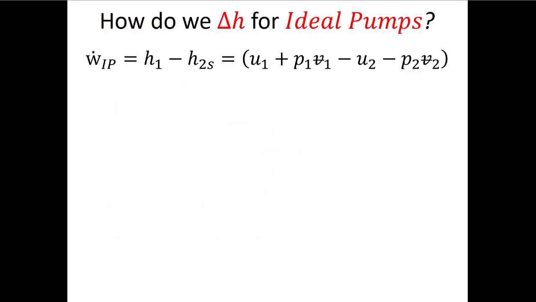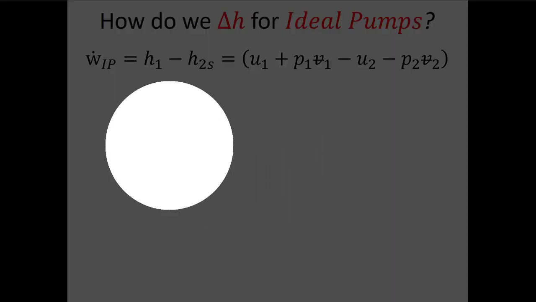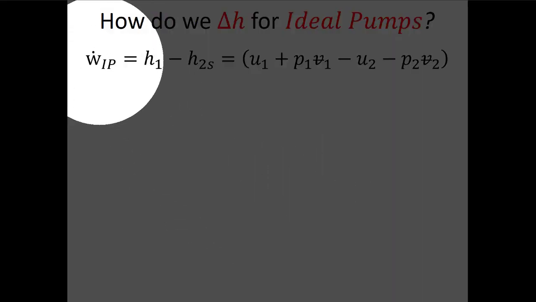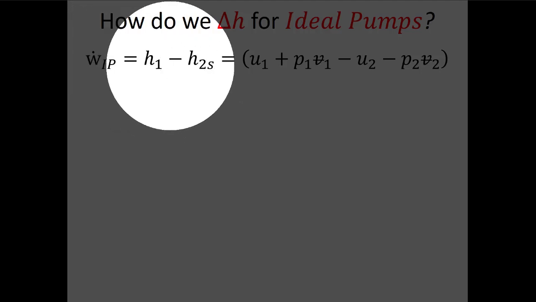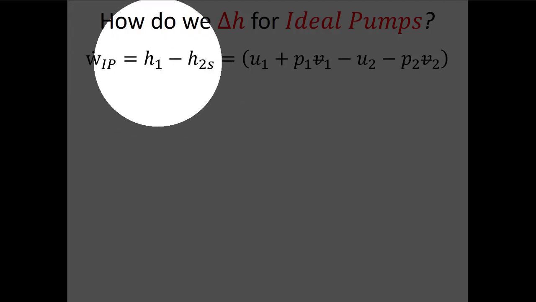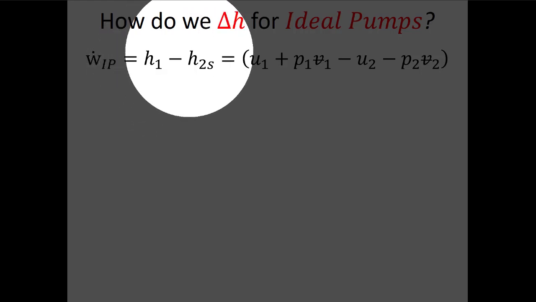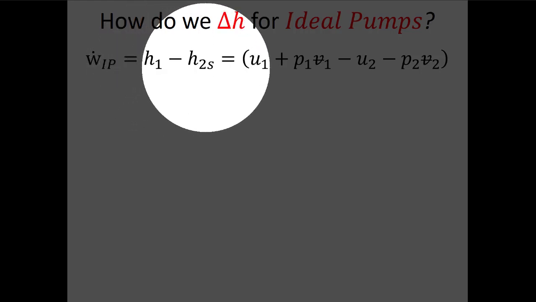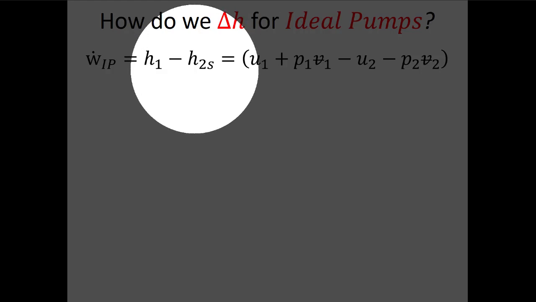So how do we find delta H for ideal pumps? I already introduced this equation, but it's worthwhile to go through how we got there, right? So now I'm finding my specific power. So this is big W dot divided by the mass flow rate. And we know that that's delta H, right? And if this is an ideal pump, this is going to be H1, that's the inlet to my pump, minus H2S, which is the isentropic outlet.